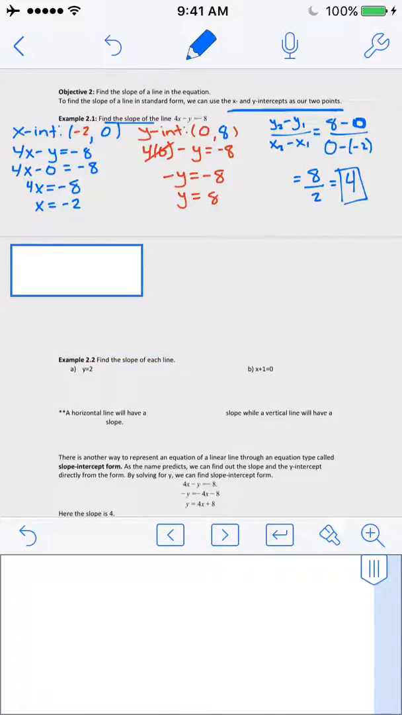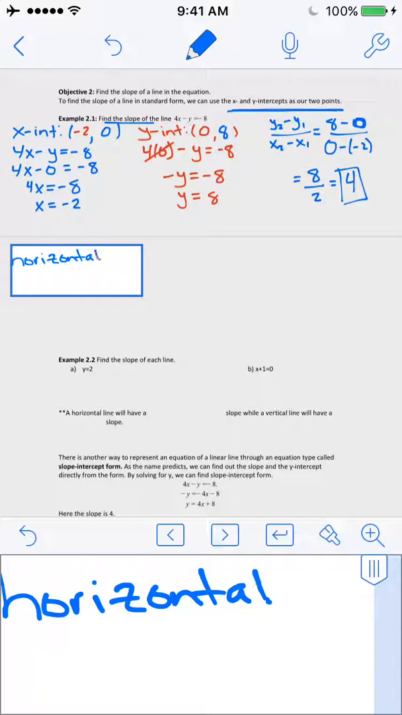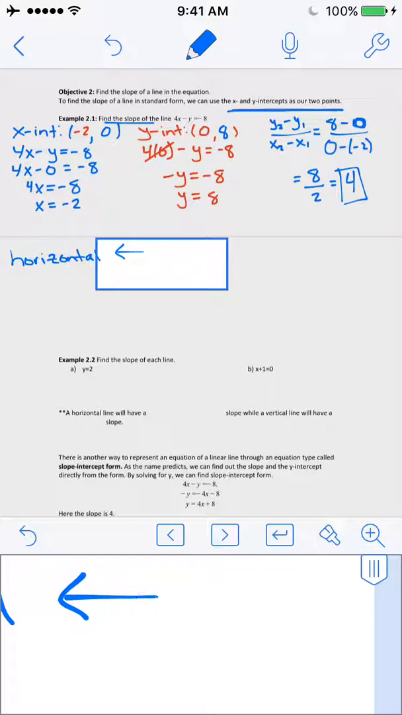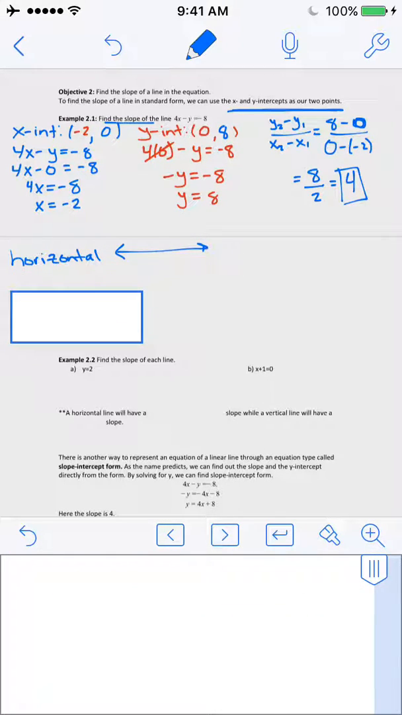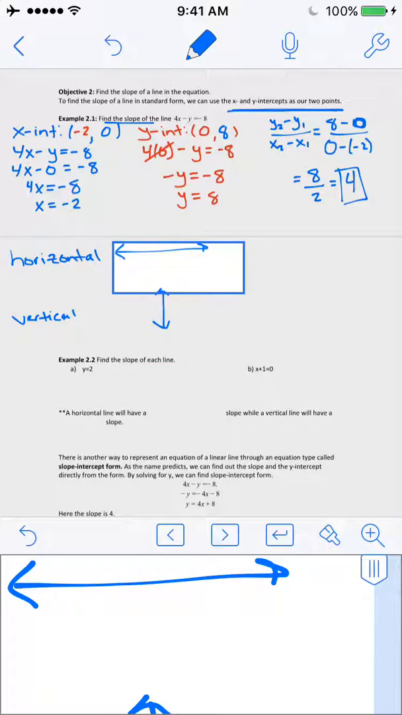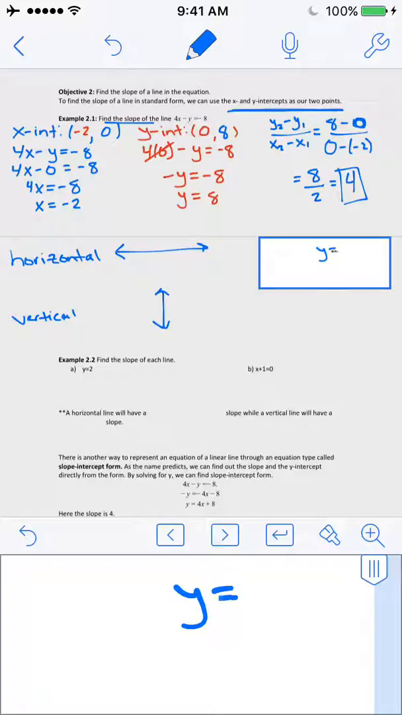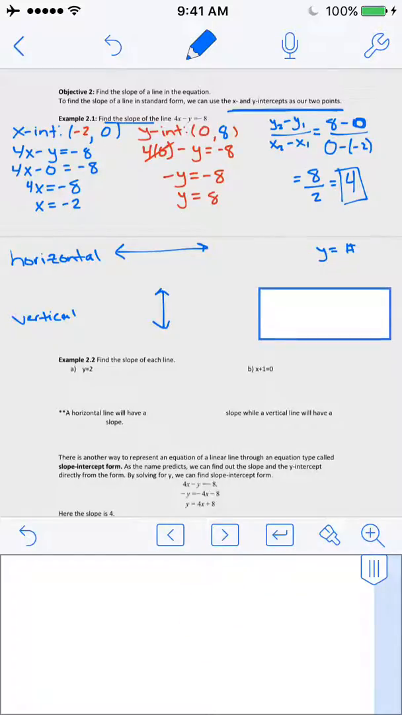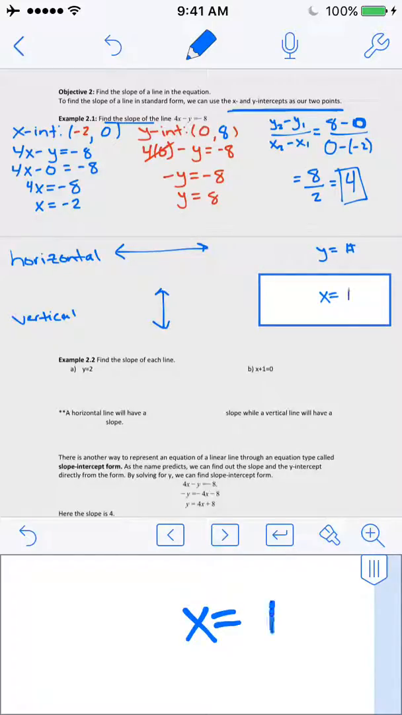So horizontal looked like this, and vertical looked like this. Now, which one was which? Which one of these had an equation y equals a number, and which one of these had x equals a number? Remember? We'll play a little matching game.